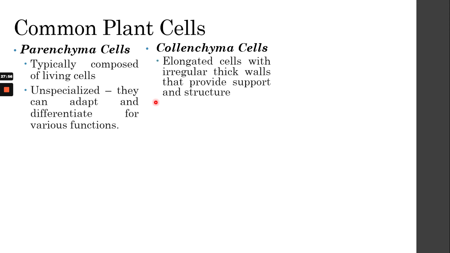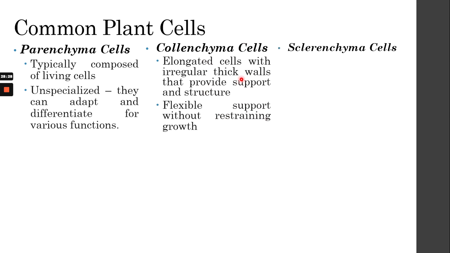Next, we have the collenchyma cells, which are elongated cells with irregular thick walls that provide structure and support. One thing about collenchyma cells is that they may provide structure and support, but they're very flexible, such that they do not restrain the growth of the cells. So even though it provides structure and support for the plants, it does not hinder or stop the growth of the cells.